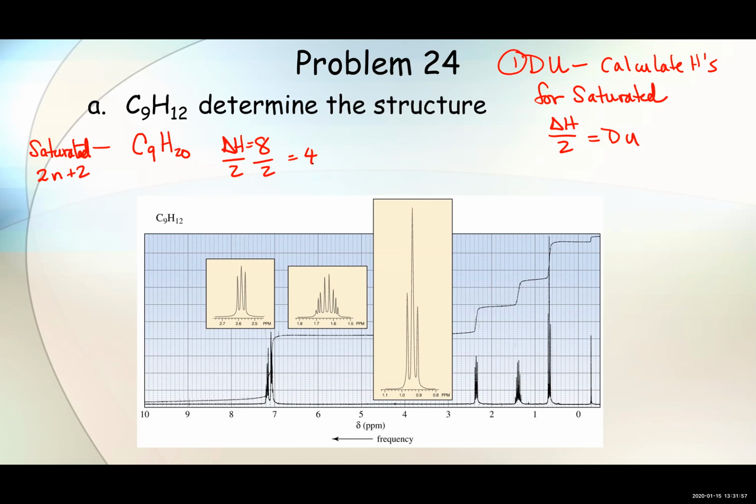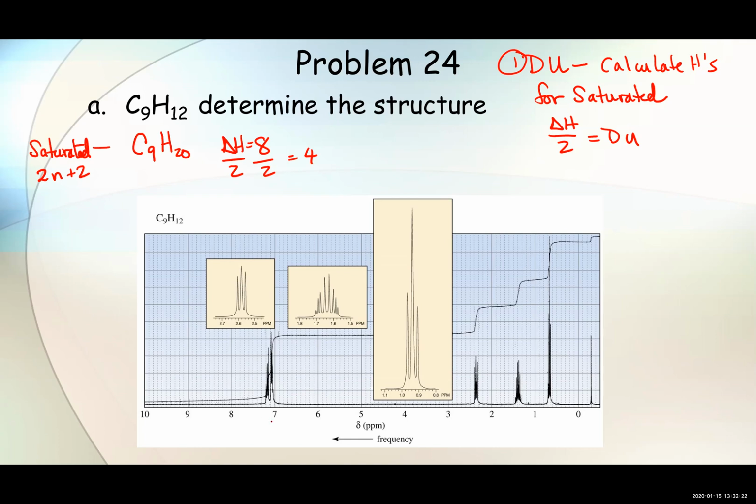So here's the thing. 4 degrees of unsaturation means a lot of different things. It could mean 4 different double bonds. It could be 4 different rings. And it could be 4 different combinations of those. There's more than 4, a lot of combinations that give us that. It could mean triple bonds. It could mean a triple bond and a ring and a double bond. Anyway, but here's the thing.